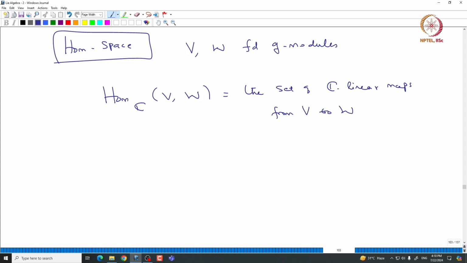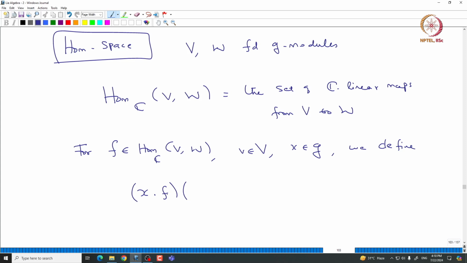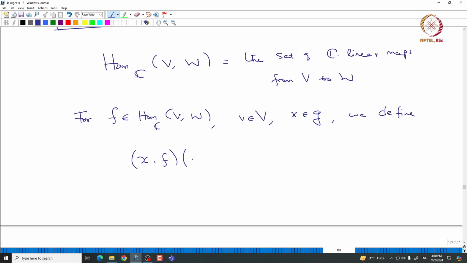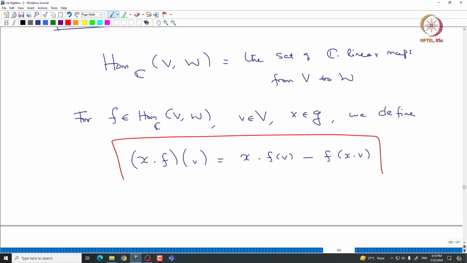How can one define it? Let us say for f in Hom(V, W), v in V, and x in G, we define this x acting on f. So, that means it is again a linear operator from V to W. When you evaluate at v, this is going to be exactly equal to x dot f(v) minus f(x dot v). So, this is what the formula looks like. Okay. One can verify that this indeed gives you a G action on this Hom space, so that makes the space into a G module. I will leave that as an exercise.